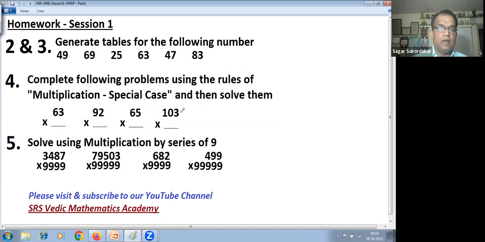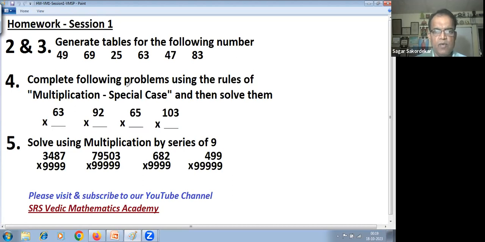Let's try to complete this homework on session 1. Here, the numbers 2, 3, 4, 5 refer to the topic number. We have already taken questions on topic number 1, that is the history of Vedic mathematics. So for topic number 2 and 3, these are the questions. Out of that, when the last digit is 9, we should use the tables of numbers ending with 9. So these two we'll have to solve with the tables of numbers ending with 9. And these four, tables of any two-digit number.